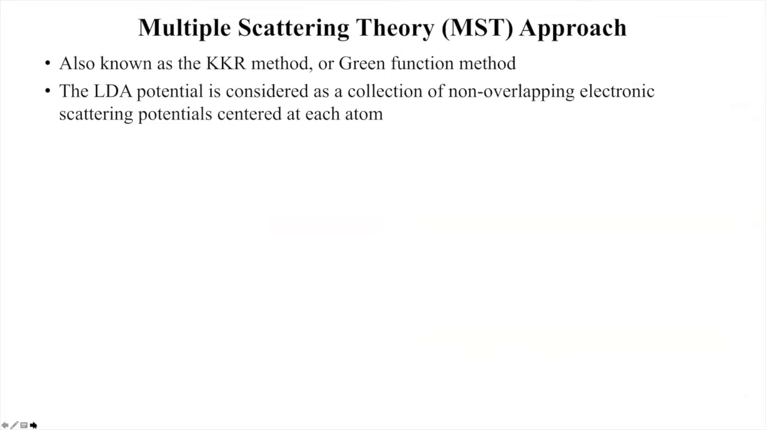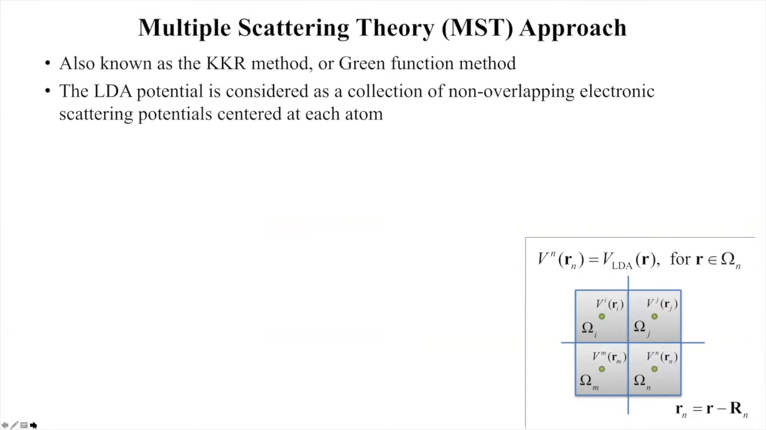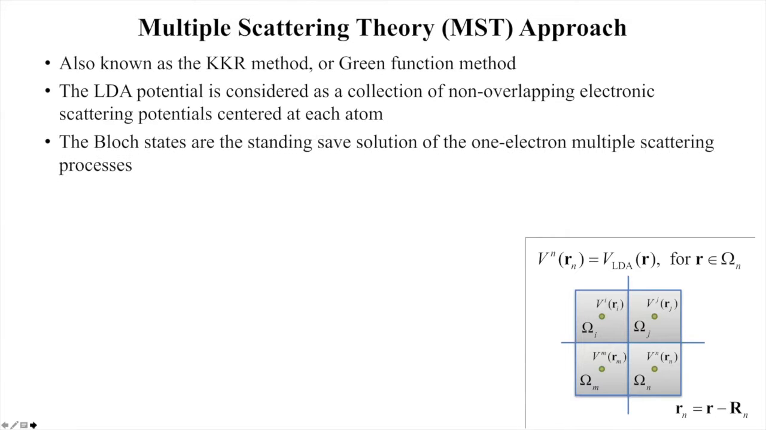In this theory, the effective potential is considered as a collection of non-overlapping electronic scattering potentials centered at each atom. That is, you divide the whole space into regions. Each region contains an atom, and each small region is considered as a scattering potential. The electron is being scattered by this collection of scattering centers. So essentially, we treat the problem as a scattering problem. The Bloch states, the solution of the electronic state in material, are essentially a standing wave solution of this one-electron multiple scattering process.